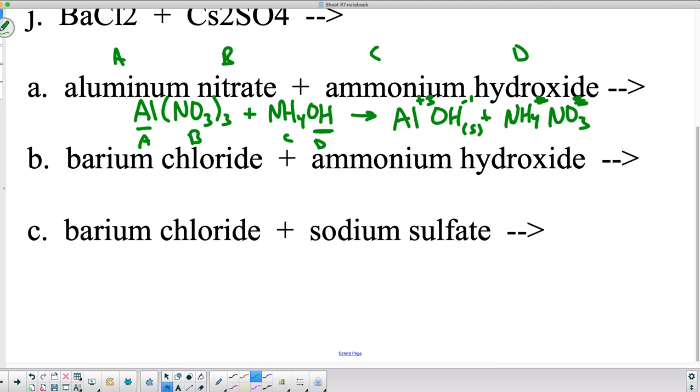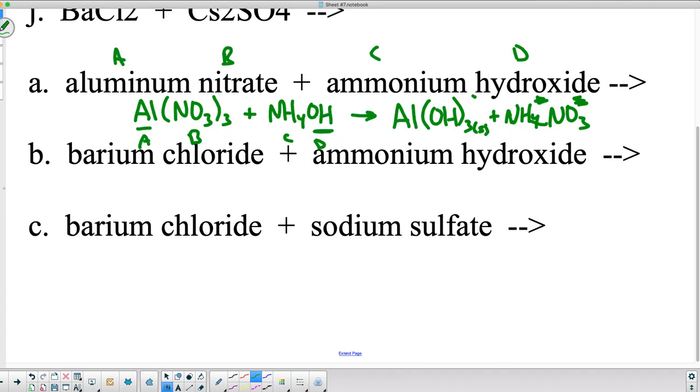Then I get rid of this stuff here, and I do my parentheses and my 3, and that all got very jumbled, so I'm going to rewrite the whole thing here. Al(OH)3, there's a plus there, and there's my solid. I'm going to move this one over a little bit. NH4NO3, like that.